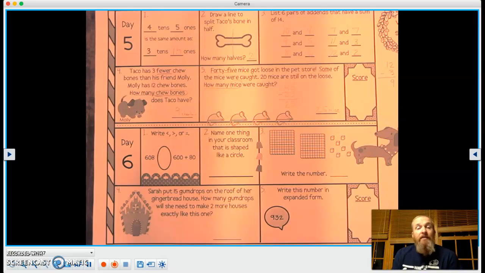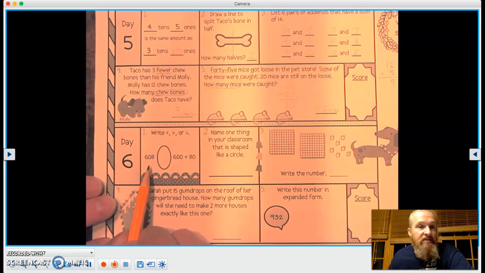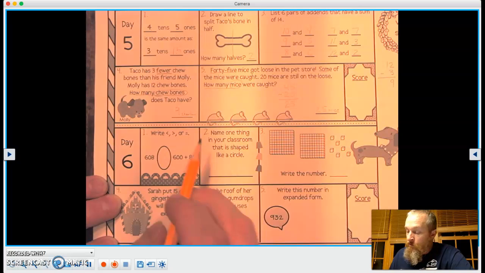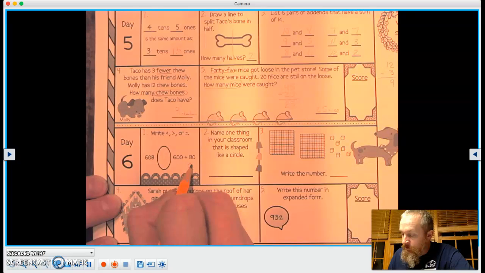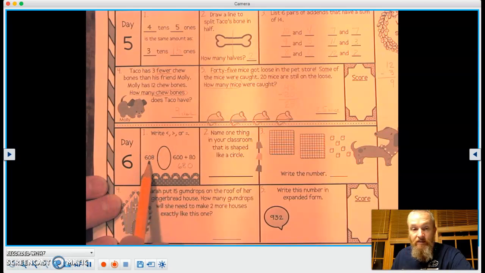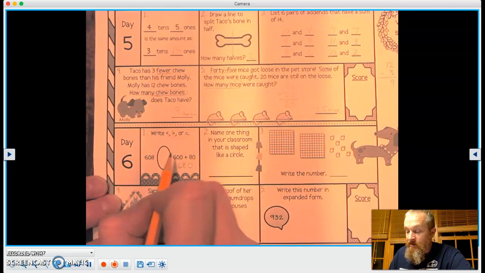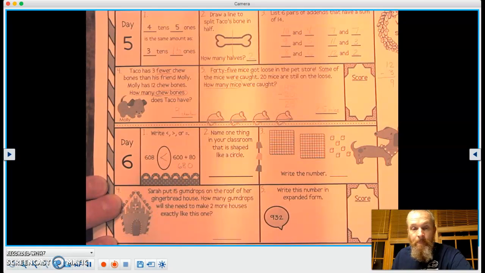And we're going to write less than, greater than, or equal to for number 1. So on this side, we have 608. On this side, we have 600 plus 80. Well, let's figure out what that is. 0 and 0 is 0. 8 and 0 is 8. And nothing and 6 is 6. So on this side, we have 608. This side, we have 680. So as we read this left to right, 608 is less than 680.